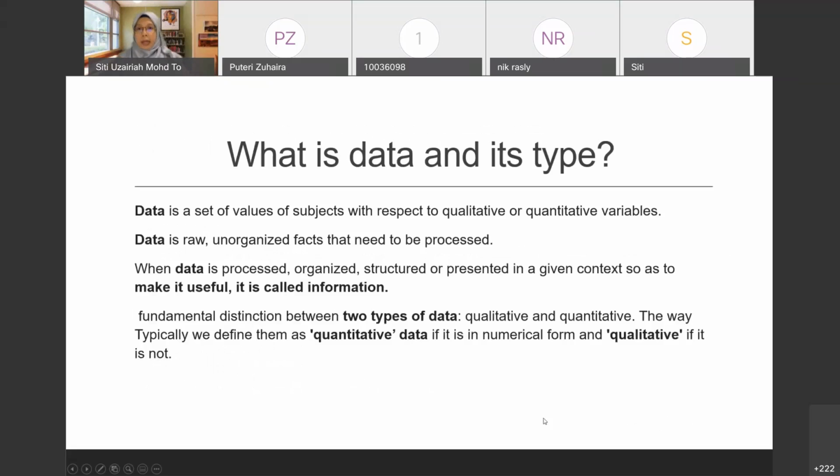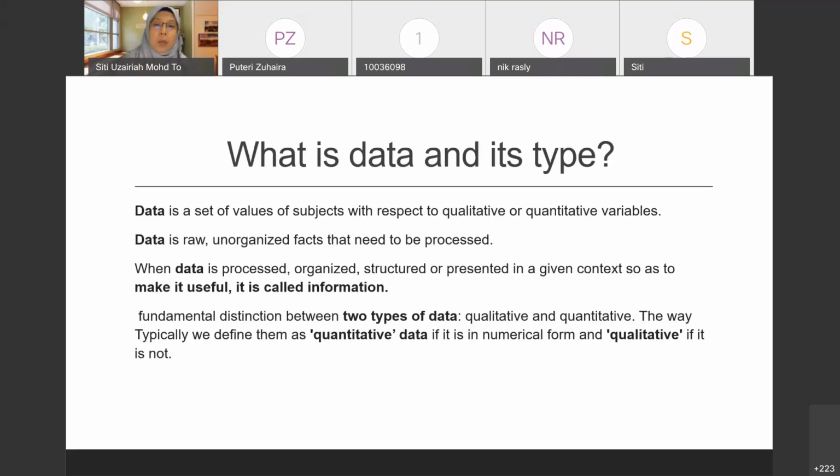Okay, so after you understand what is data and what is information, I will explain about the types of data. Basically, I am only discussing two types of data. Data, in principle, is a set of values, regardless of whether it's qualitative or quantitative variables. So it is raw. It is unprocessed yet.